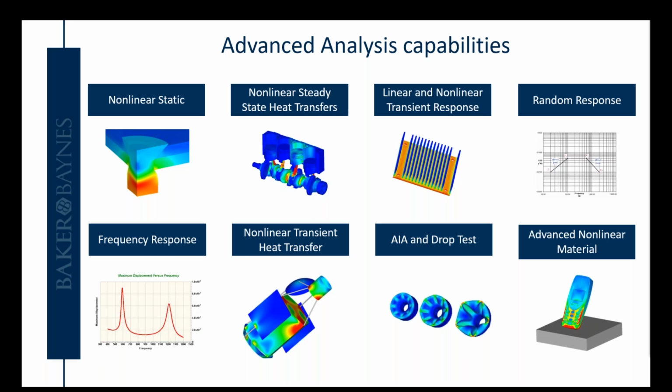The frequency response determines the structural harmonic response based upon the frequency-dependent loads. Nonlinear transient heat transfer solves heat transfer problems with nonlinear thermal boundary conditions that vary through time, for example, power fluctuations. The automated impact analysis, AIA, and drop test. This sophisticated treatment provides realistic and meaningful impact and drop test simulations. The only inputs required are projectile velocity and acceleration.